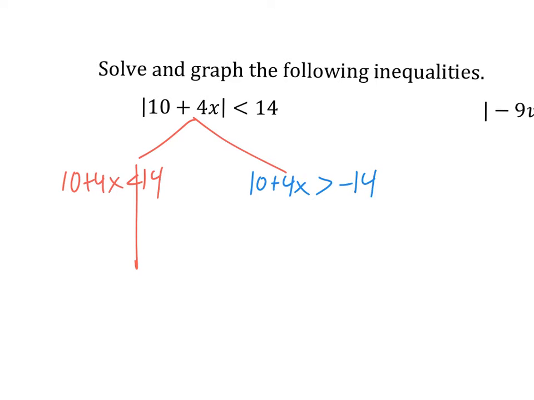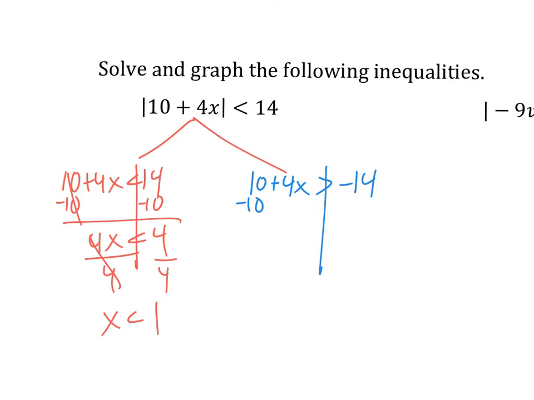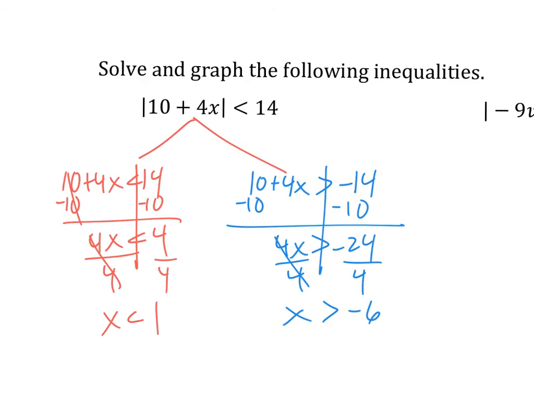So we'll start by subtracting 10 on both sides. And then those will cancel out. We'll get 4x is less than 4. And then we want to divide by 4 on both sides to get that x is less than 1. For the second one, we'll follow the same steps. Subtract 10 on both sides. We'll get 4x is greater than negative 24. Divide by 4 on both sides. We get that x is greater than negative 6.